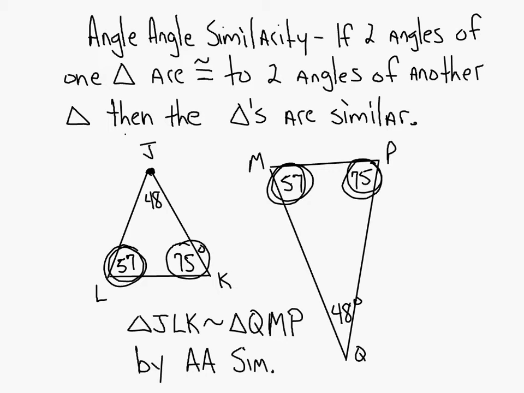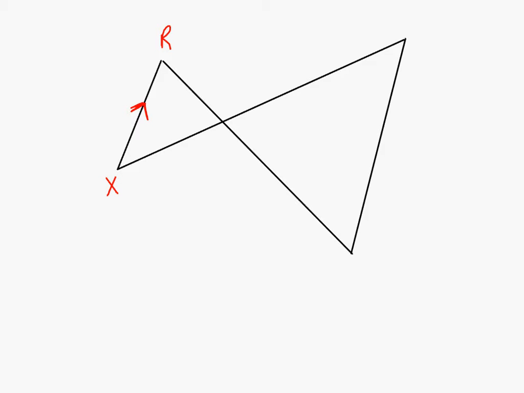There's another example just to the right of that. Example B. It kind of looks like a bow tie. And you're told that RX, R to X, up here is parallel to TW. And this vertex is S here in the middle.